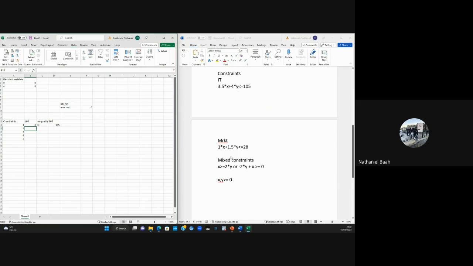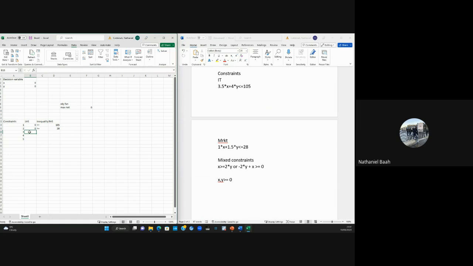That is 1 multiplied by x. That's Sony. So that's just going to be my x, the equal sign, then my x plus 1.5 multiplied by my y. That's cello. Enter. And that one is also supposed to be less than or equal to 28. So I'll put my constraint here, 28. Good.